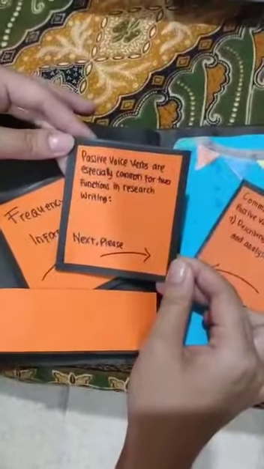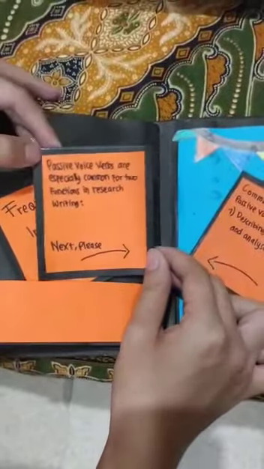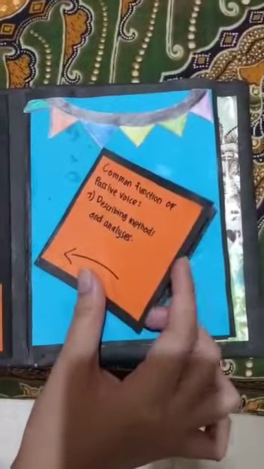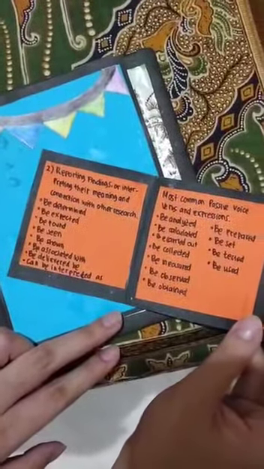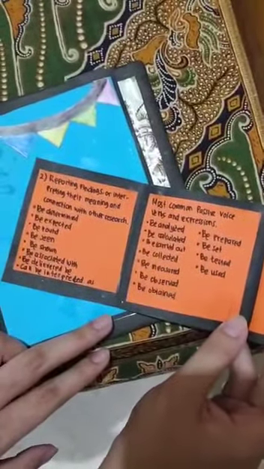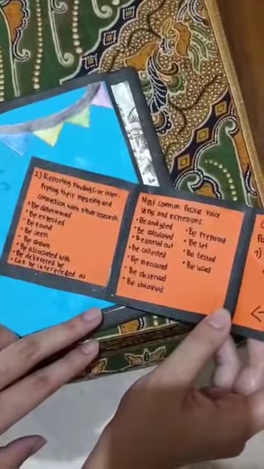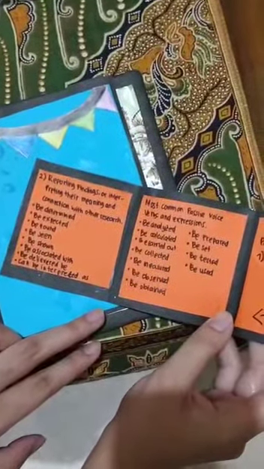Okay, frequency information. Passive voice verbs are especially common for two functions in research writing. Common functions in passive voice are two. First, describing methods and analysis. Most common passive voice verbs and expressions: be analyzed, be calculated, be carried out, be collected, be measured, be observed, be obtained, be prepared, be set, be tested, be used.